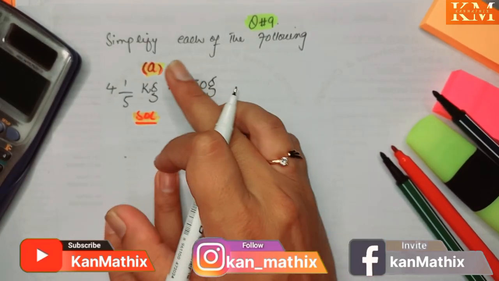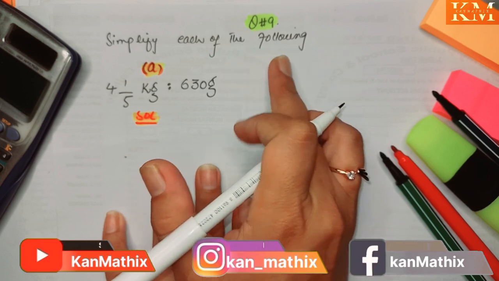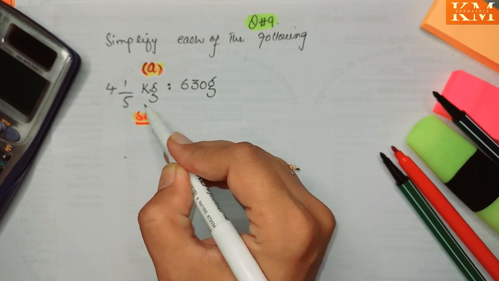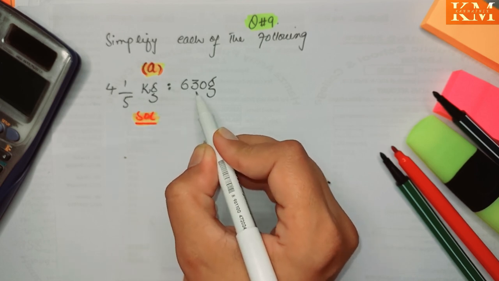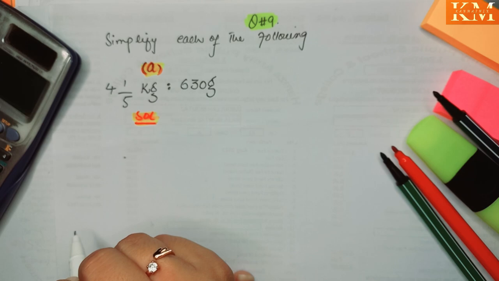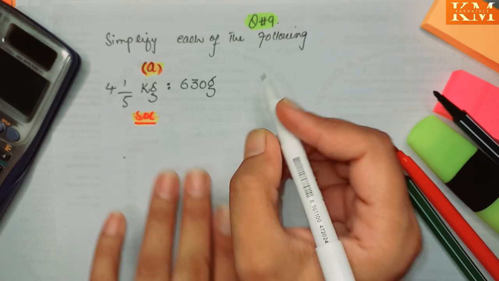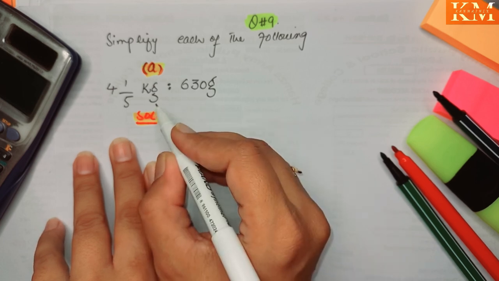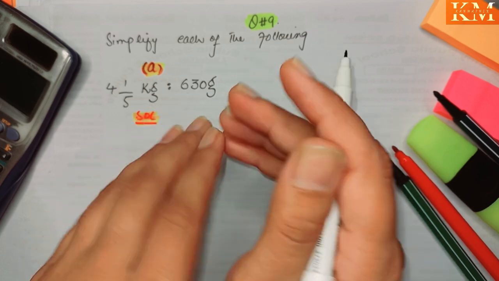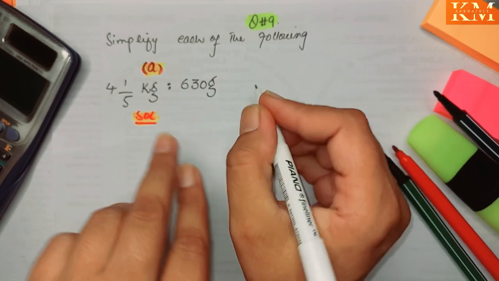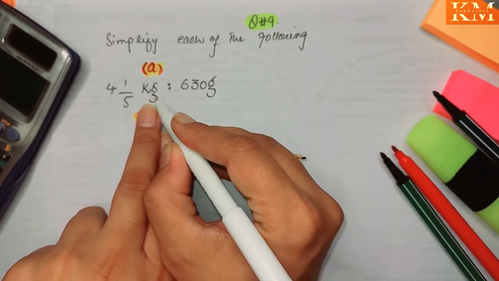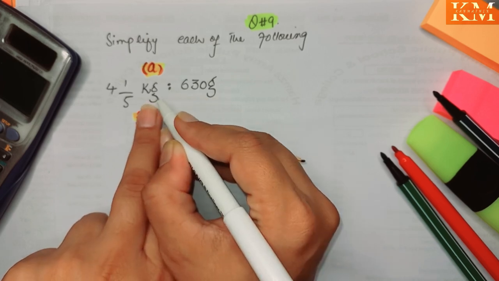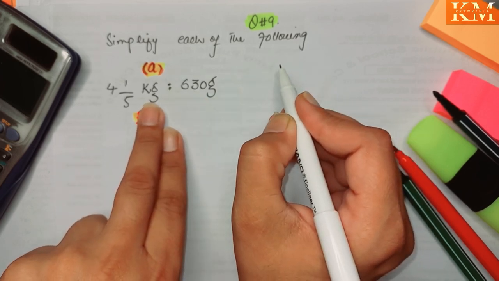Question number 9. Simplify each of the following. We are having part A: 4 whole 1/5 kg ratio 630 gram. Dear students, we have to simplify the ratio, but first we have to make the unit same. You can see here we have the kilogram and here we have the gram. So we can change kilogram into gram.